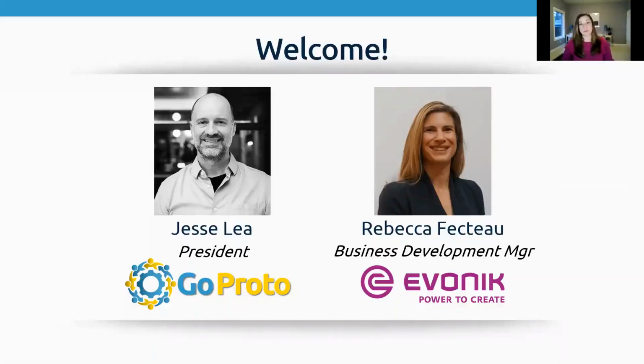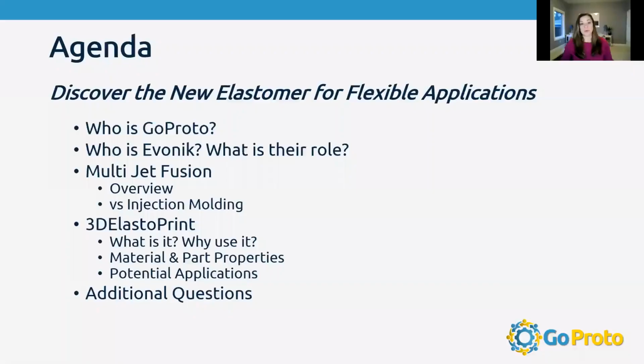With that said, we're going to move on to the agenda. This is what we're going to cover today. It's going to be specifically on elastomers for flexible applications. We're going to do a really brief introduction on GoProto, followed by a very brief introduction on Evonik. And then we want to really get into the meat of it with an introduction to multi-jet fusion, because this is specifically the technology that we're talking about today.